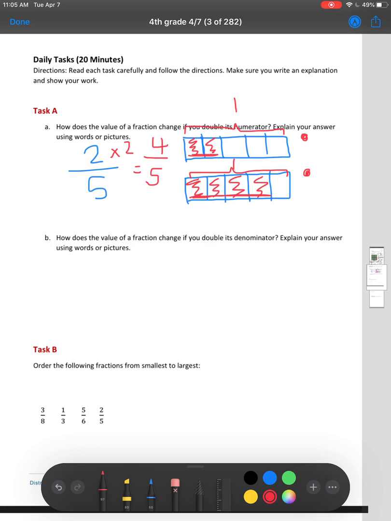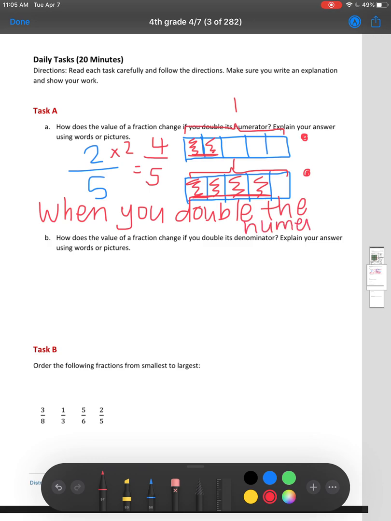Now if you want to write that in a complete sentence, you can use the sentence stem like, when you double the numerator, and you can keep going, okay?